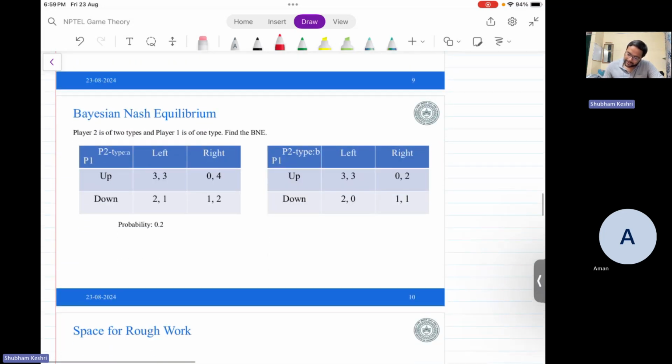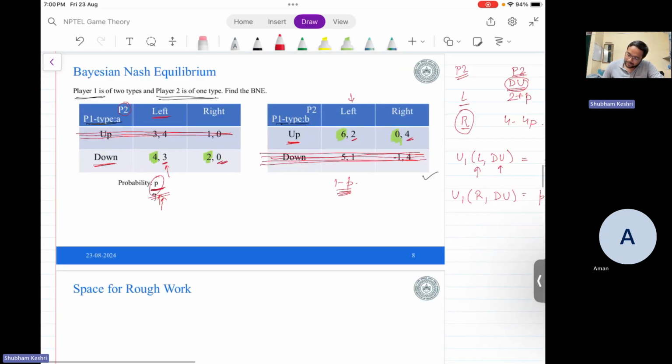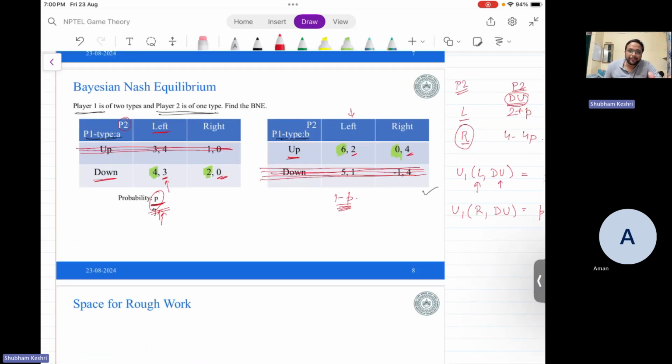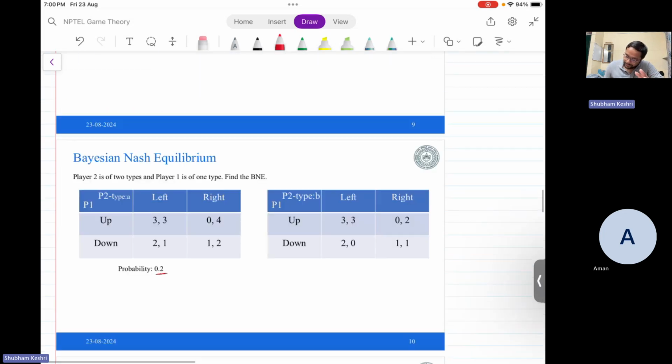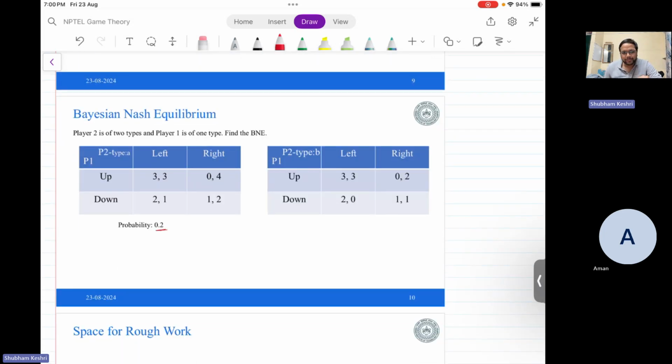So you see, this is a very similar game, but over here we are exactly given the probability. What is the probability? One player is of a type. Player 2 is of two types, type A or type B, and the action sets are similar: left, right, up, down. In the previous case, we had some simplicity. The problem was a little bit simplified because there was a dominant strategy. In this example, that is not the case, and therefore this is a little bit different.